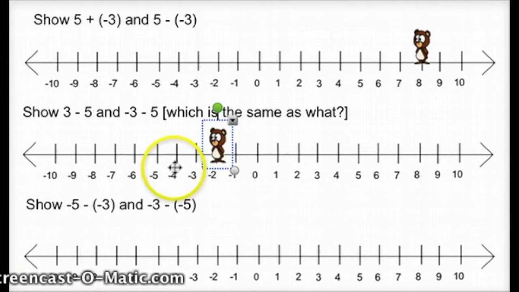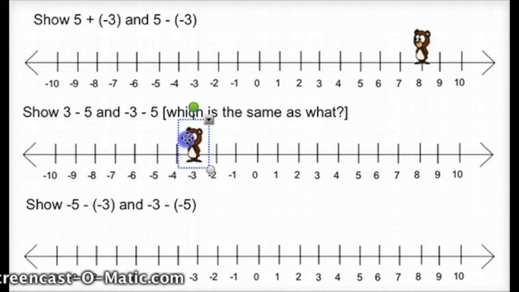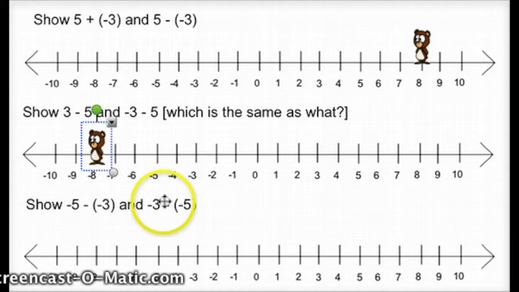Now, we could do the same thing, but starting with negative 3 and subtracting a positive 5. So here we'll start at negative 3. We want to subtract, so we will be looking towards the negative direction, but now we will walk forward 5. 1, 2, 3, 4, 5. This again shows how 3 minus 5 is negative 2, but negative 3 minus 5 is negative 8. We moved more towards the negatives.